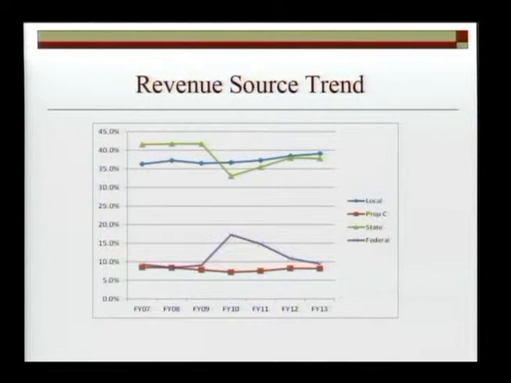This particular slide shows a graph of our revenue sources from fiscal year 7 through fiscal year 14. What I wanted to point out on this slide, if you look back, fiscal year 7, the state was the larger revenue source at about 42%. Now that has changed where our local revenue is actually generating more funds for the district than the state. So that's, I think, a trend that most districts are seeing, that their state revenue is declining.